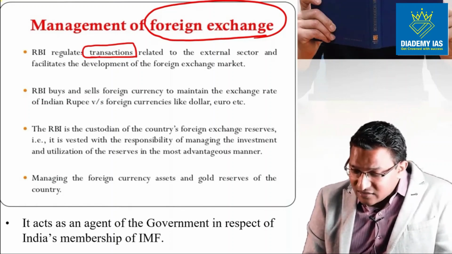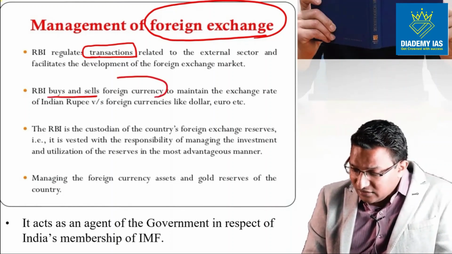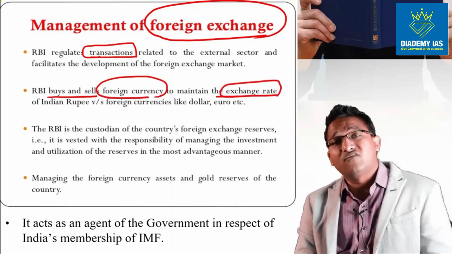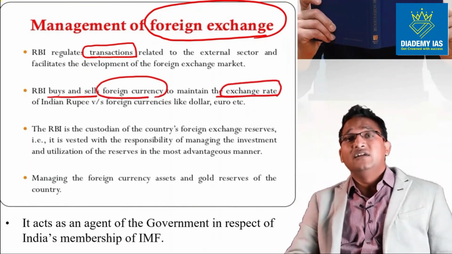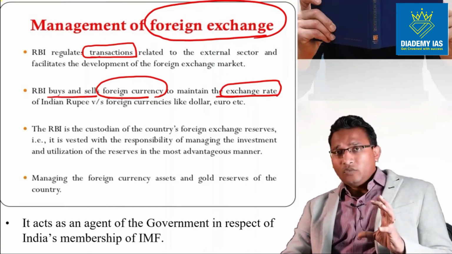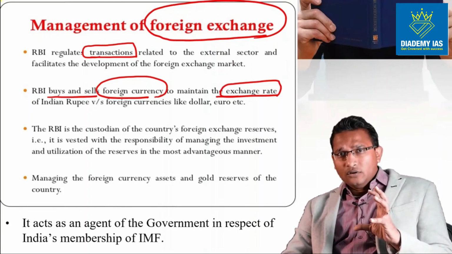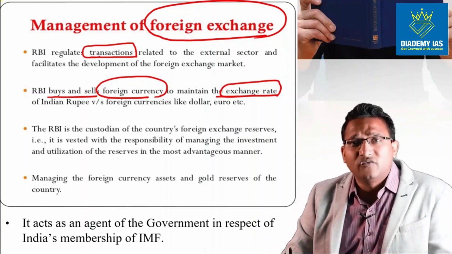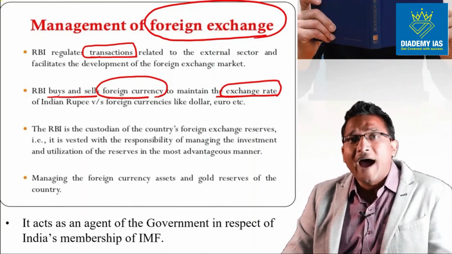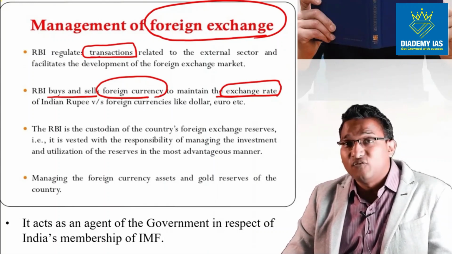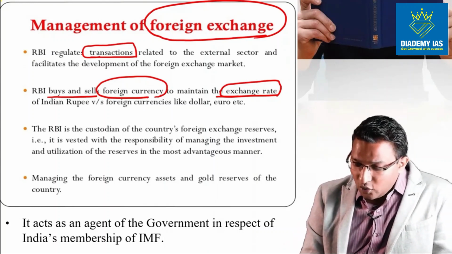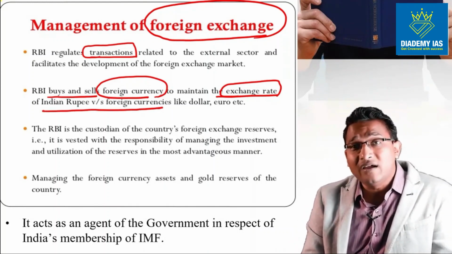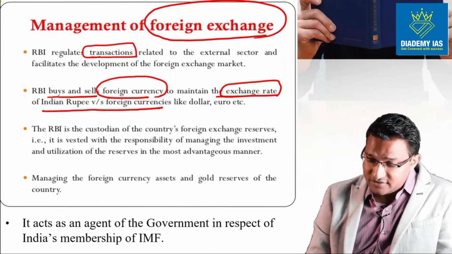The RBI buys and sells foreign currency to maintain the exchange rate. This is also very crucial. We will discuss this concept in the chapter on the external sector. You just need to understand that whenever there is instability in the value of the domestic currency, the RBI goes for buying and selling foreign exchange accordingly, right? So the exchange rate of the Indian rupee versus foreign currencies can be maintained by the RBI buying and selling foreign securities.